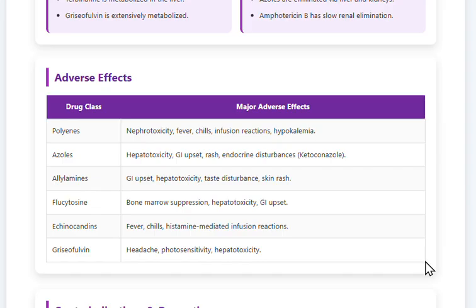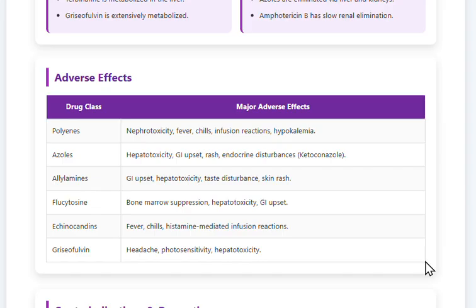Azoles. The most important adverse effect of azoles is hepatotoxicity. Patients receiving prolonged azole therapy should have periodic liver function tests. Ketoconazole has an additional endocrine effect because it inhibits steroid hormone synthesis. This may lead to gynecomastia, decreased libido, menstrual irregularities. Although these effects are less common today due to limited use of ketoconazole, they remain important for examinations.